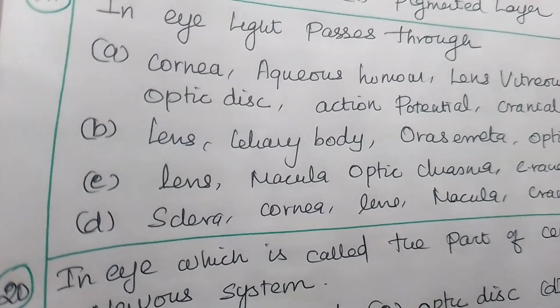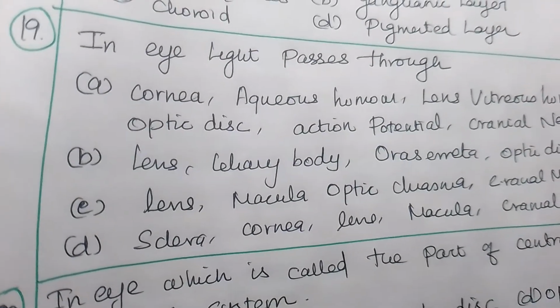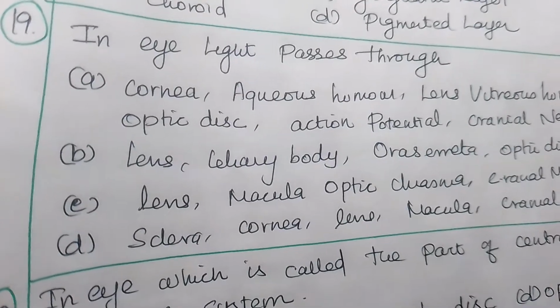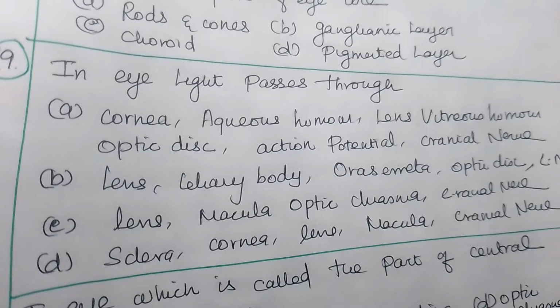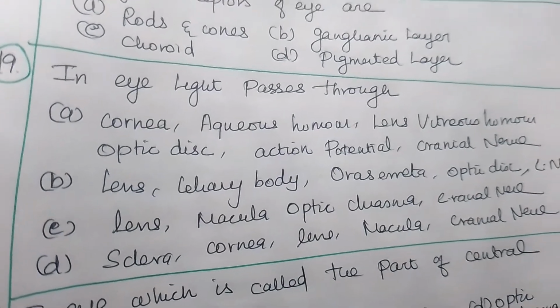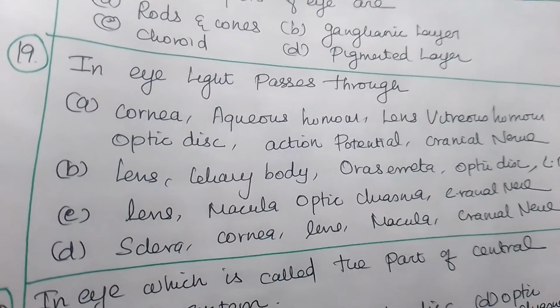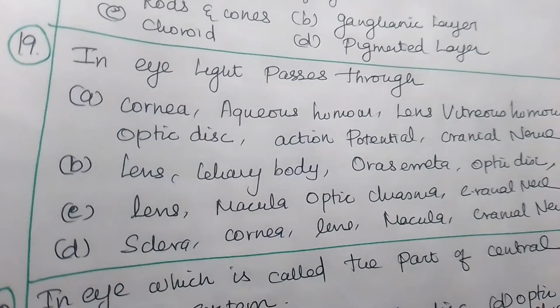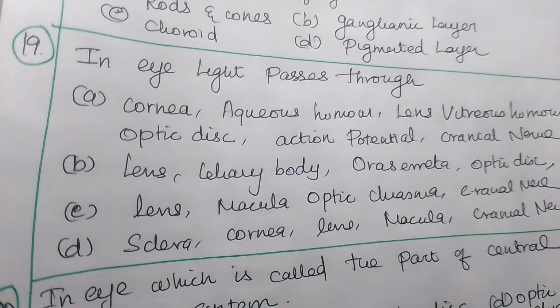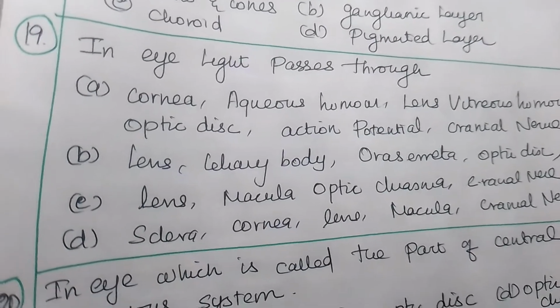So, very well. A is the correct answer because light passes through the transparent layer, the cornea, reaches the aqueous humor, then passes through the biconvex body called the lens, and passes through the vitreous humor, reaching the optic disc, action potential, cranial nerve. Yes, A is the right answer.